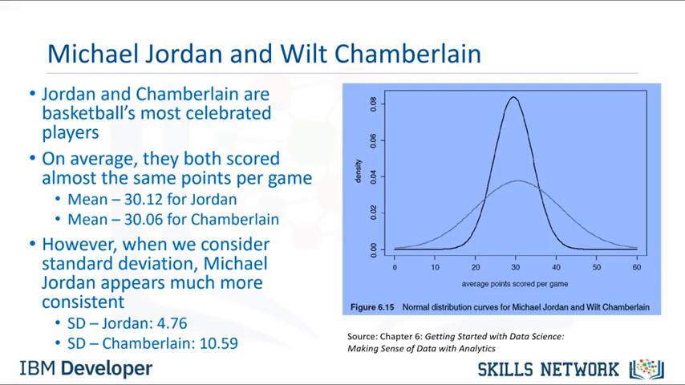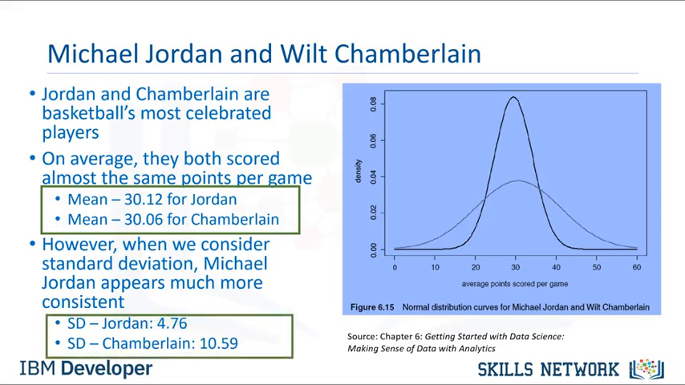Let me explain why mean and standard deviation have to go hand in hand. I will use an example from basketball about the 2 giants, Michael Jordan and Wilt Chamberlain, who preceded Michael Jordan. Now, if you consider their average score per game, you would notice that they didn't differ much. Their average was around 30 points for both Jordan and Chamberlain. However, when you look at the standard deviation of their performance, Jordan was around 4.76 compared to Chamberlain, who was at around 10.59.